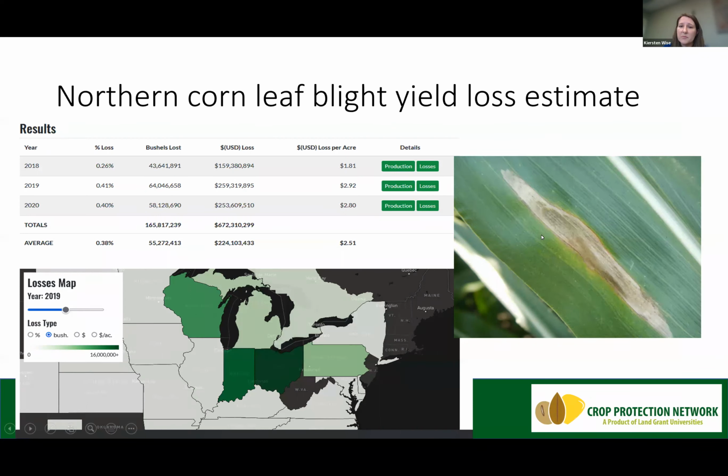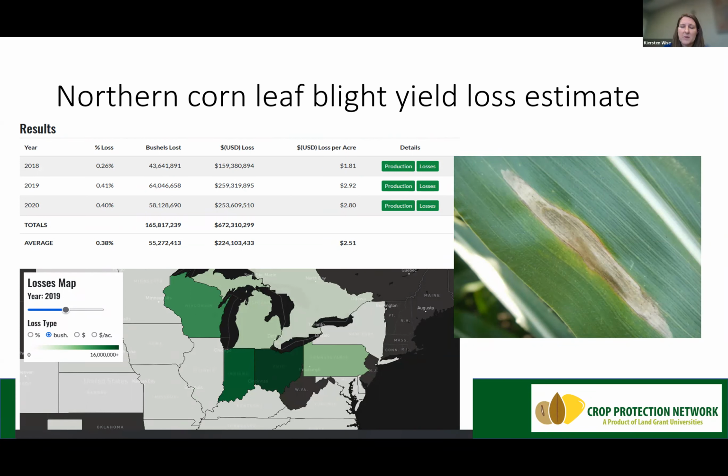This is one just to kind of illustrate how this works. This is northern corn leaf blight. It's an important foliar disease of corn. And if we're entering sort of some inputs into that calculator, what it pulls up in our range of years here, 2018 to 2020, you can look at the impact northern corn leaf blight has had in terms of yield loss, and in terms of percent loss, in terms of bushels lost, the total dollar value loss, and the dollar value per acre. And so those are all some really good statistics and some good data values to actually show the impact that this is having. So how much is lost?